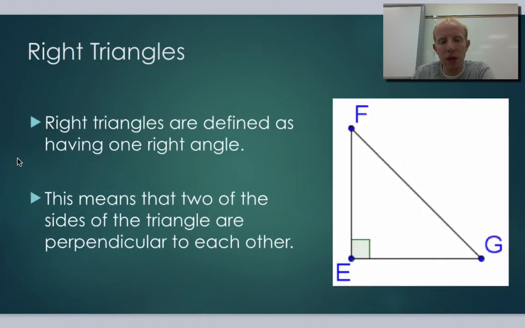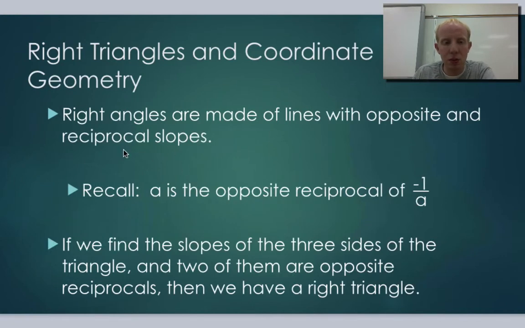When we're working with right triangles, we know that we have at least one right angle. This means that 2 sides of the triangle are perpendicular to each other. If you look over here, we have this right angle on the triangle. This line from E to F and that line from E to G are perpendicular. If we think about that in terms of slope, then we know that means they are opposite reciprocals. So right angles are made of lines with opposite and reciprocal slopes.